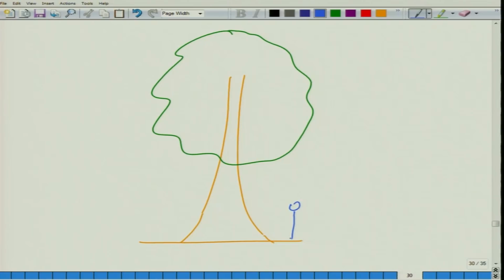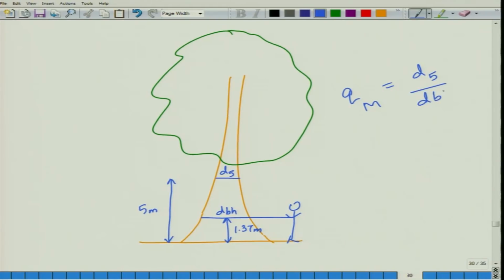So, first of all you stand in front of the tree and you take its diameter at the breast height. So, this is 1.37 meters and this is the dBH. Then you take another diameter that is at 5 meters. So, this is d5. Now, the Mitscherlich form quotient is given by d5 divided by the dBH. So, why is this important? Because in this case we do not need to measure the height of the tree. So, it simplifies the calculations a lot.